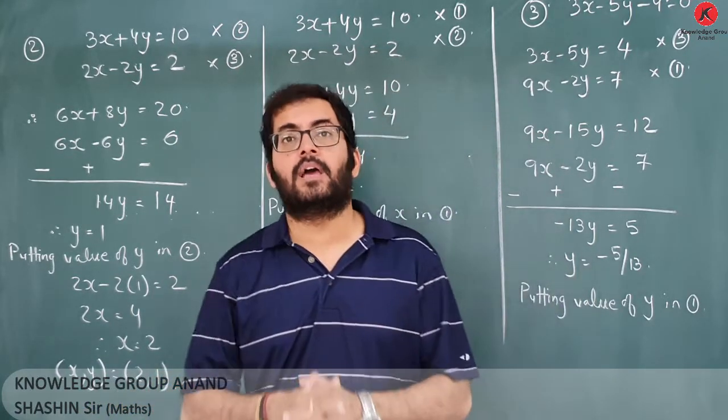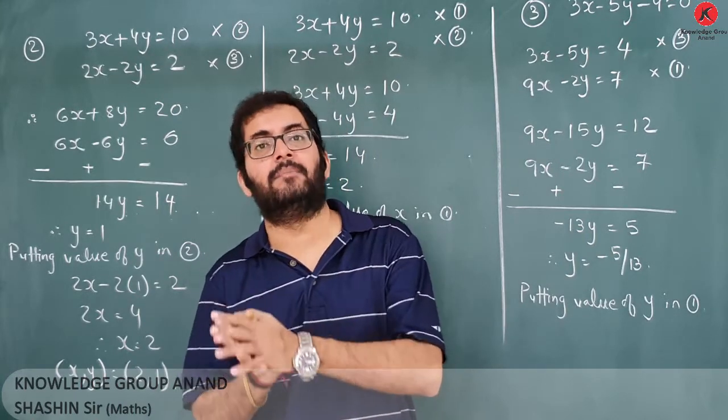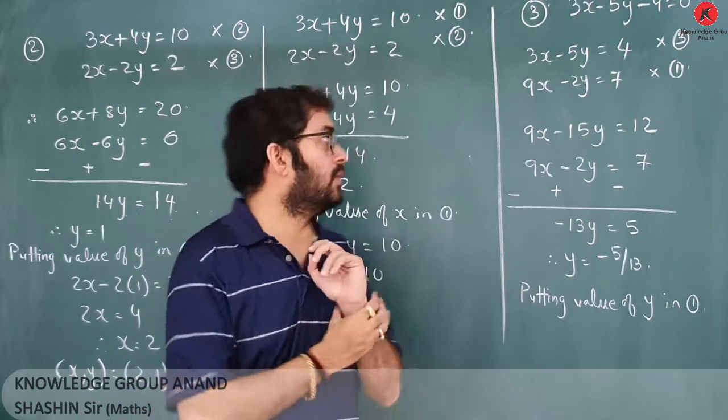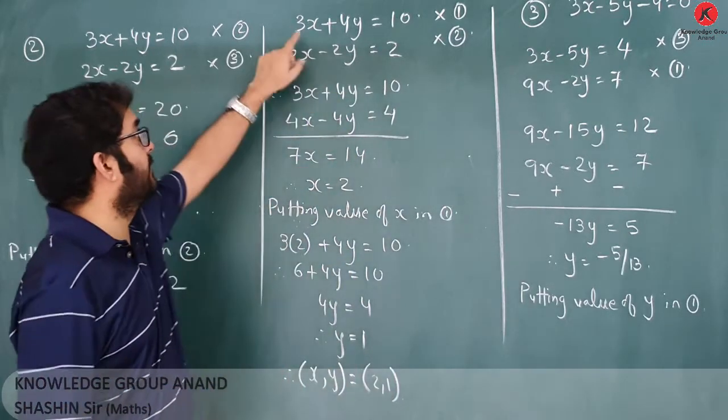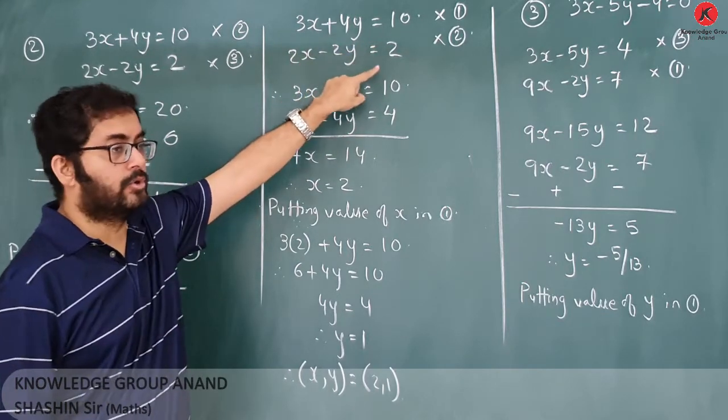Now dear friends, I will solve this same sum again, but this time I will eliminate y and check whether we are getting the same answer or not. So the equations are the same: 3x plus 4y is equal to 10, and 2x minus 2y is equal to 2.